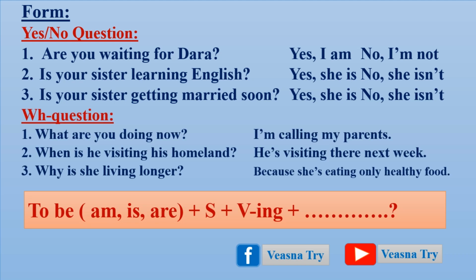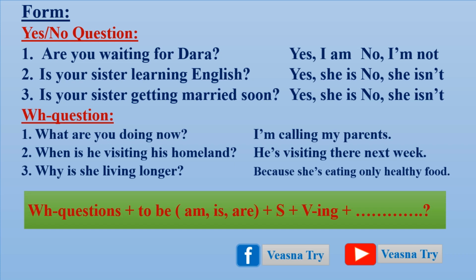So let's see together about WH question. WH question, like number 1, what are you doing now? When we use WH question, it means we want to know more information or detailed information. For example, what are you doing now? You can reply, I'm calling my parents. Okay. 2. When is he visiting his homeland? He's visiting there next week. Okay. Number 3. Why is she living longer? Because she's eating only healthy food.